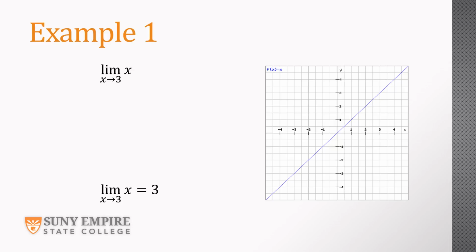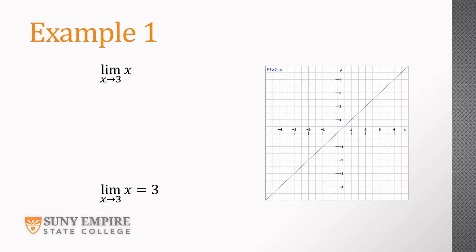Suppose we want to find the limit as x approaches 3 of the function x. When we look at the graph of this function, we see a nice straight line. It becomes obvious that the closer we move to x equals 3, the closer our function value also gets to 3. So the limit as x approaches 3 of the function x is 3.